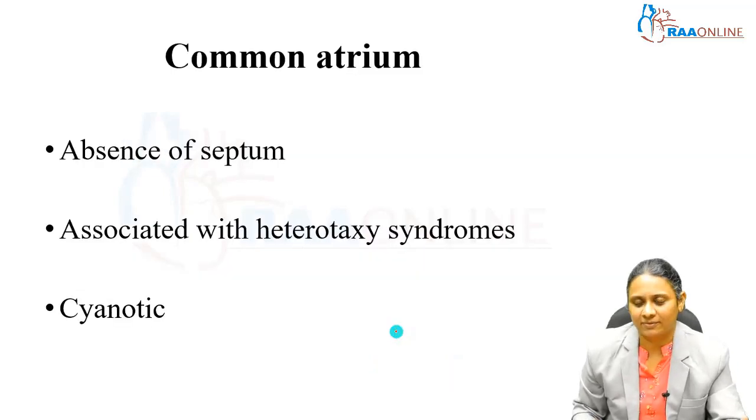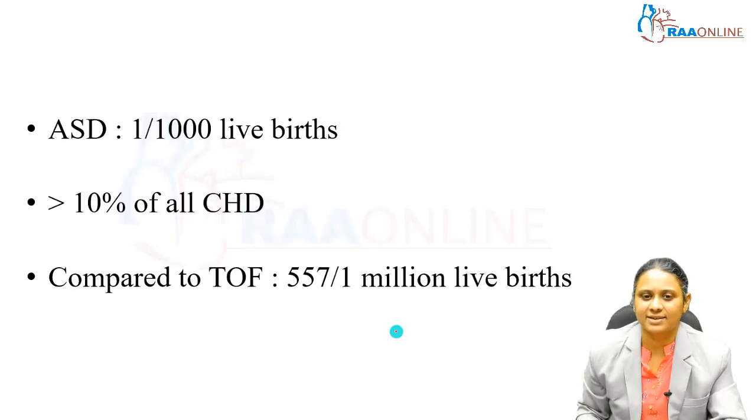Common atrium, with no development of the septum, both atrial chambers remain as a single chamber with admixture. This commonly presents with cyanosis. It is associated with heterotaxy syndrome. ASD is a very common congenital heart defect; it occupies more than 10% of all congenital heart defects. ASD occurs in 1 in 1000 live births. The incidence can be compared to TOF, which occurs in 557 per 1 million live births.